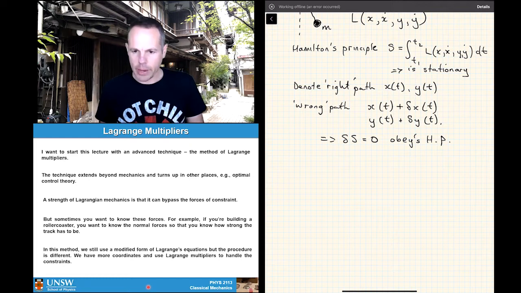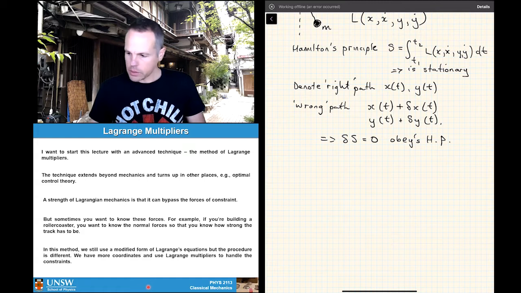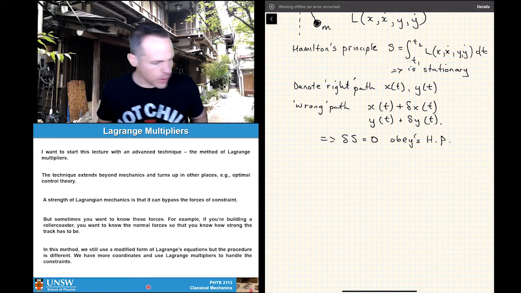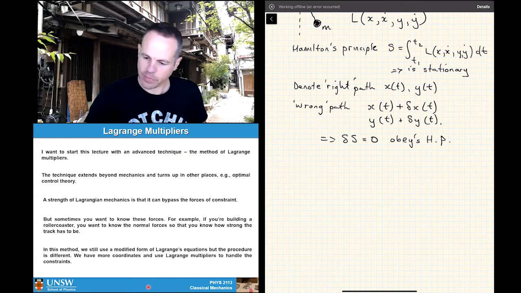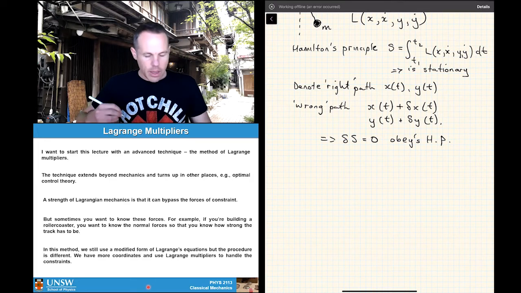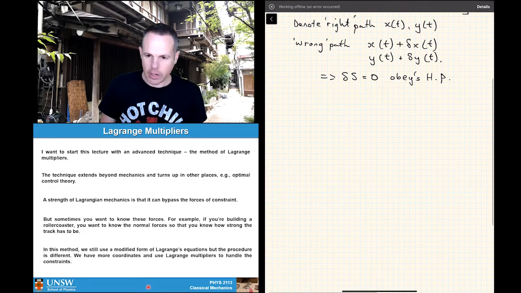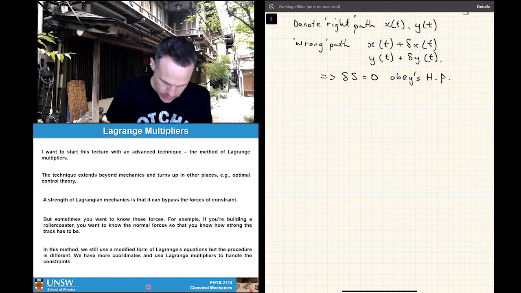Delta s equals 0 obeys our Hamilton's principle, okay? So that's ultimately what we're looking for. So what we need to do in here is write an equation in delta s in terms of the displacements in the other directions, okay? And this is fairly easily done, just going back to what we know from calculus.